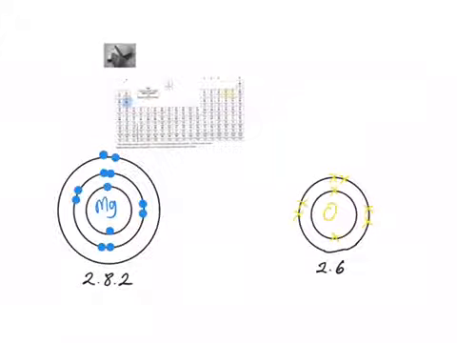So the electron configuration of magnesium is 2, 8, 2. It has 2 electrons in its outer shell. The electron configuration of oxygen is 2, 6. It has 6 electrons in its outer shell.